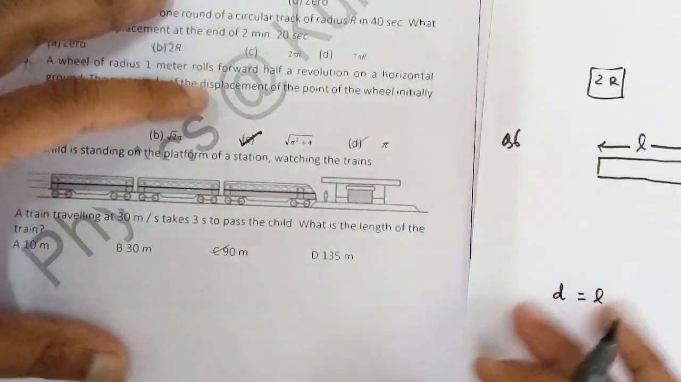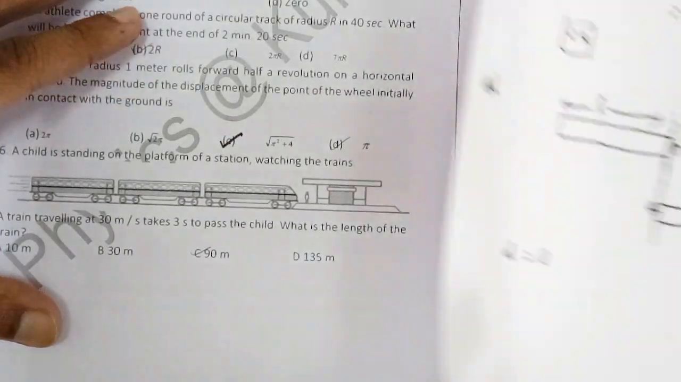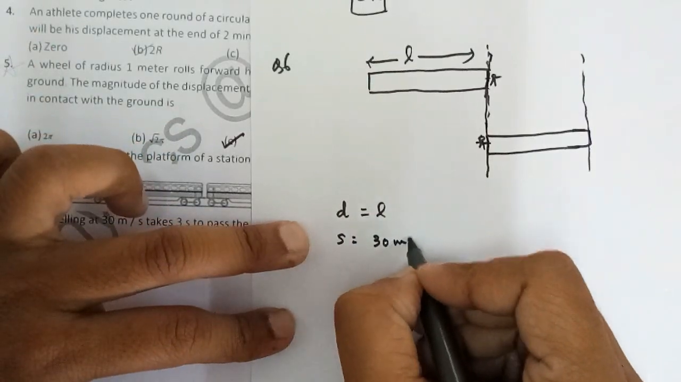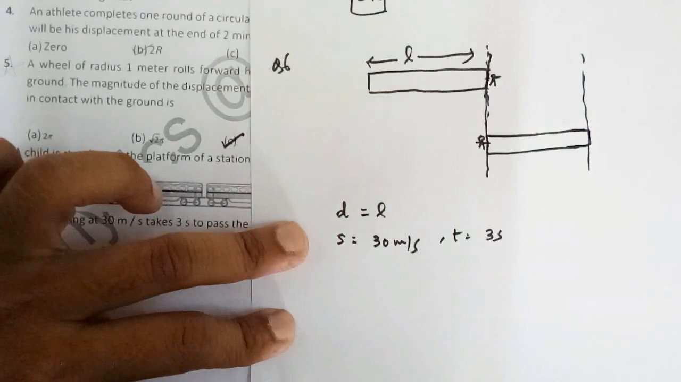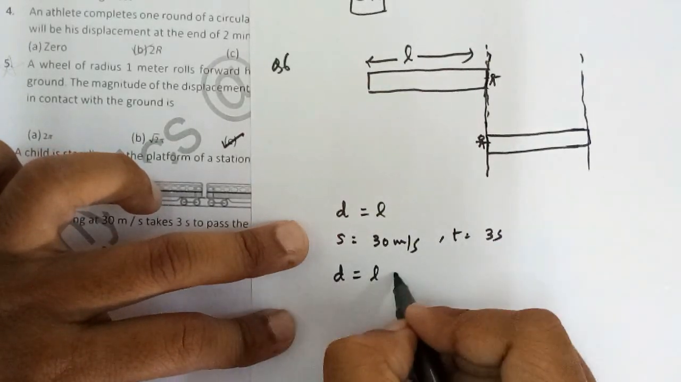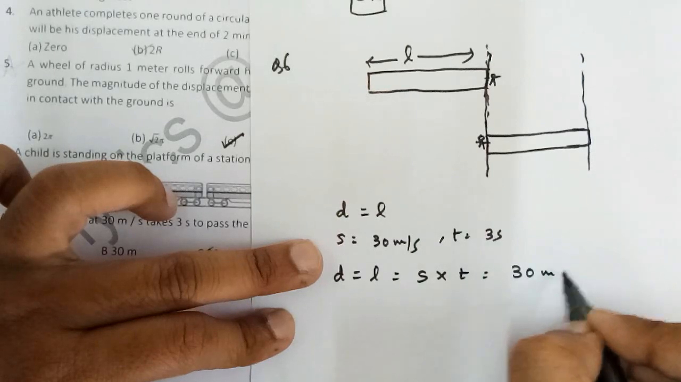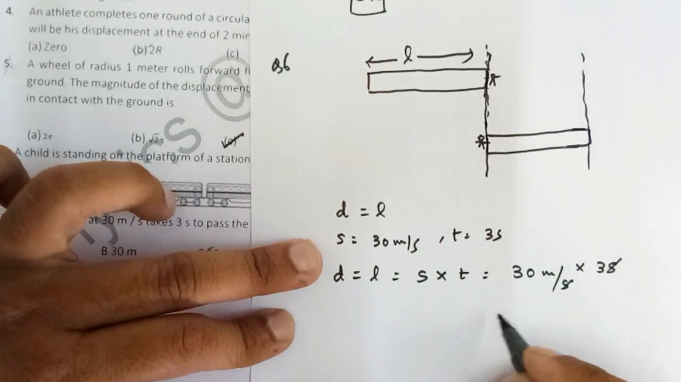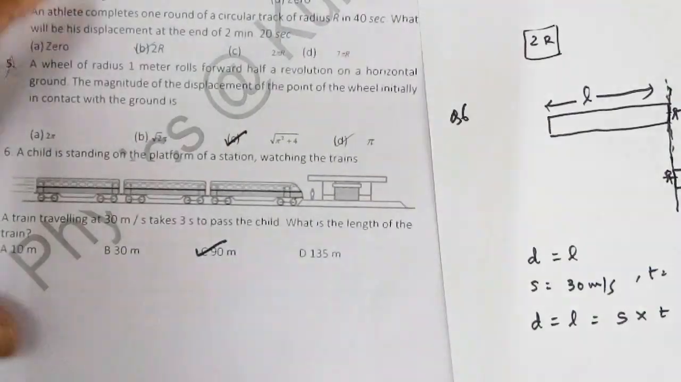And the speed of the train is given as 30 meters per second. Speed is equal to 30 meters per second, and the time taken to pass completely is 3 seconds. So distance, which is equal to length, that is equal to speed multiplied by time, that is 30 meters per second into 3 seconds. Second getting cancelled. Your answer is 90 meter. Okay, so the correct answer is C option.